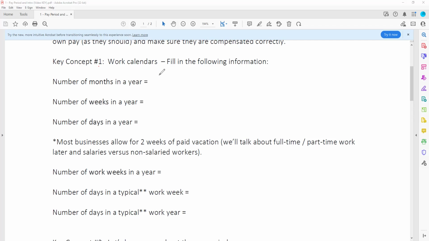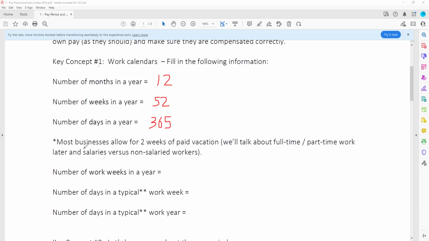Some of these might seem obvious, but it's good to clarify. Number of months in a year, there are 12. Number of weeks in a year, there are actually 52. People sometimes don't think about this because you know a month has 4 weeks, so in your head 4 times 12 is 48. But remember, it's 365 days, technically 365 and a quarter. So we have 52 weeks in a calendar year. Number of days in a year is the easiest one: 365. If you worked every day of the year, you would work 365 days.